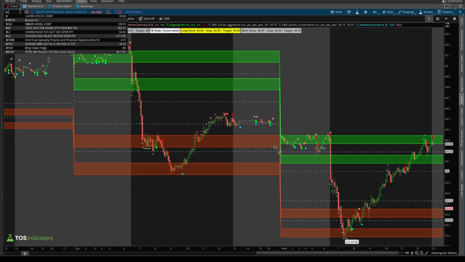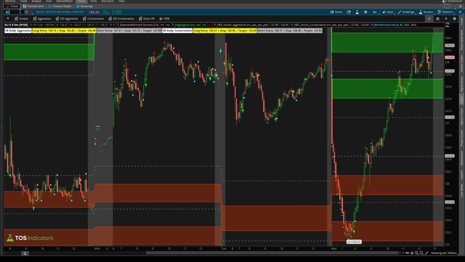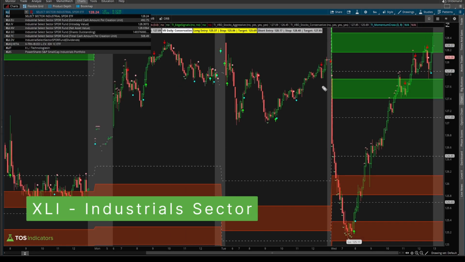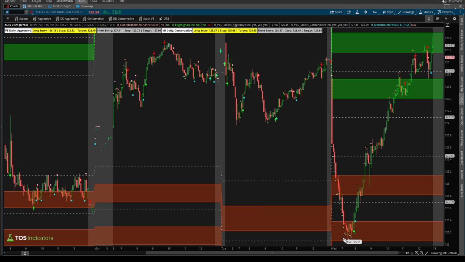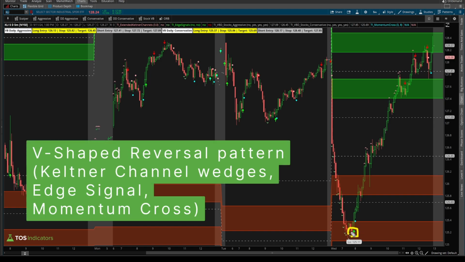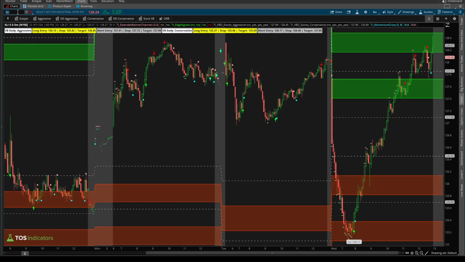We contrast this with some of the other sectors. XLI, you notice something similar here. Sell off into the morning, all the makings of that perfect V-shaped reversal with the Keltner channel wedges. We had the edge signal, we had momentum cross, and really the rest is history inside of XLI. Also went to the other side's aggressive and conservative volatility box clouds. We even triggered that short side setup here into the close in which we hit that conservative target, but this was a very quick scalp.